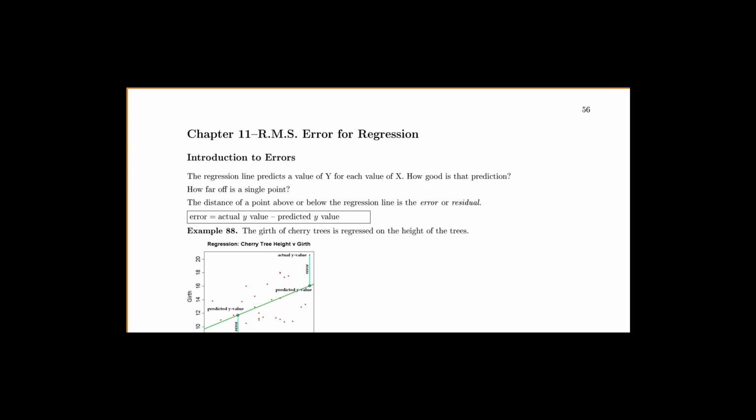Chapter 11 is about the RMS error for regression. First, what is an error? Well, we already know that we use our regression line to predict a value of y for each value of x. And the question is, how good is that prediction? Or how far off is a single point? Because if you look at our diagram down below, the line is the predicted y values.